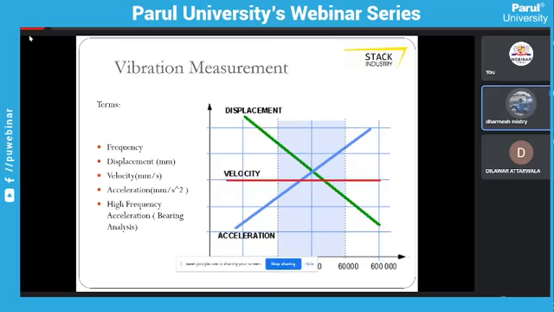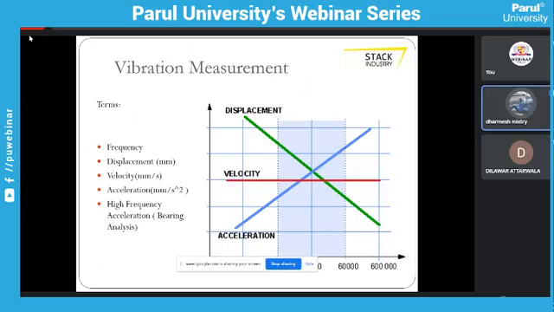There are four major terms in which we can measure vibration. First is displacement, second is velocity, third is acceleration, and fourth is high frequency acceleration. The high frequency acceleration is mostly used in bearing analysis. Displacement is the lowest measured vibration.